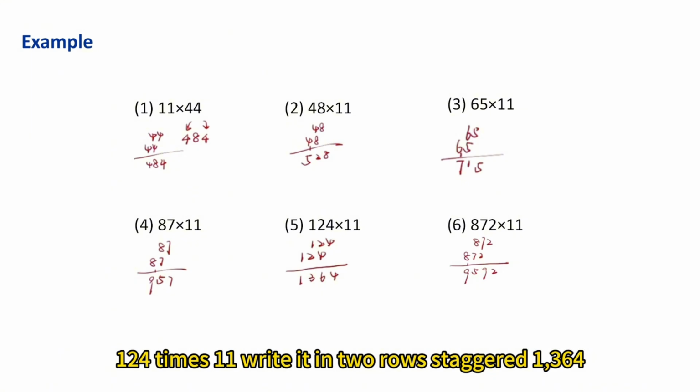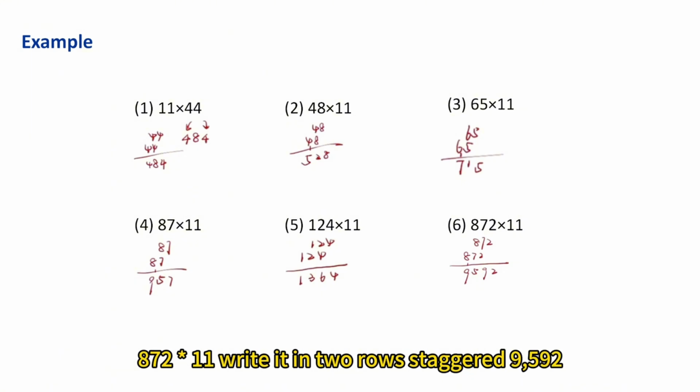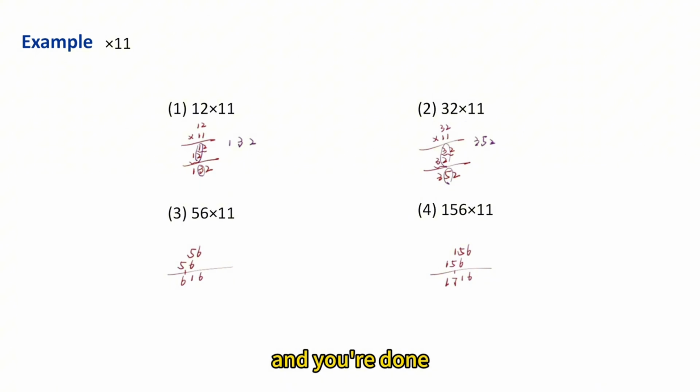124 times 11. Write it in 2 rows. Staggered. 1364. 872 times 11. Write it in 2 rows. Staggered. 9592. And you're done. Okay, so that's multiplying by 11.